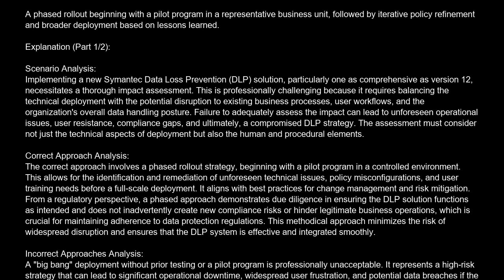This methodical approach minimizes the risk of widespread disruption and ensures that the DLP system is effective and integrated smoothly. Incorrect approaches analysis. A big bang deployment without prior testing or a pilot program is professionally unacceptable. It represents a high-risk strategy that can lead to significant operational downtime, widespread user frustration, and potential data breaches if the system is not configured correctly from the outset.